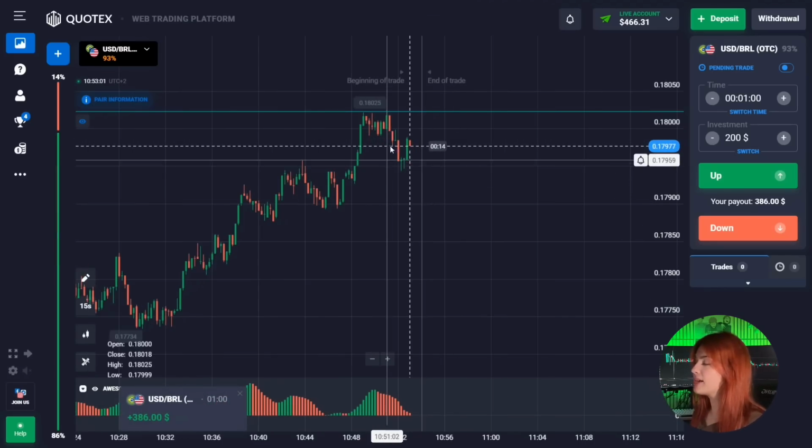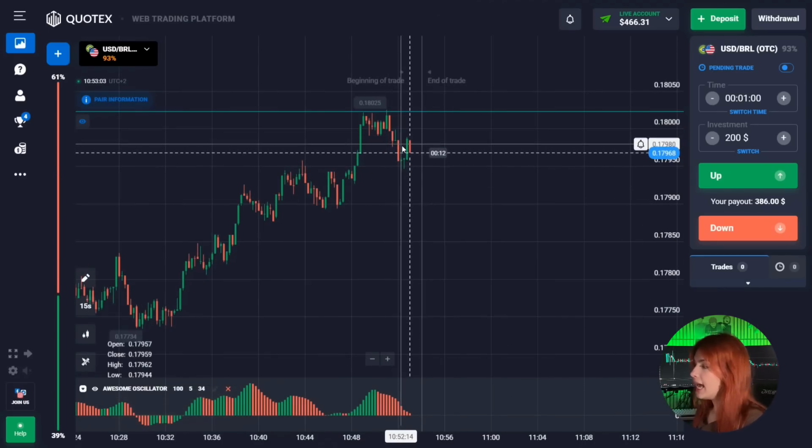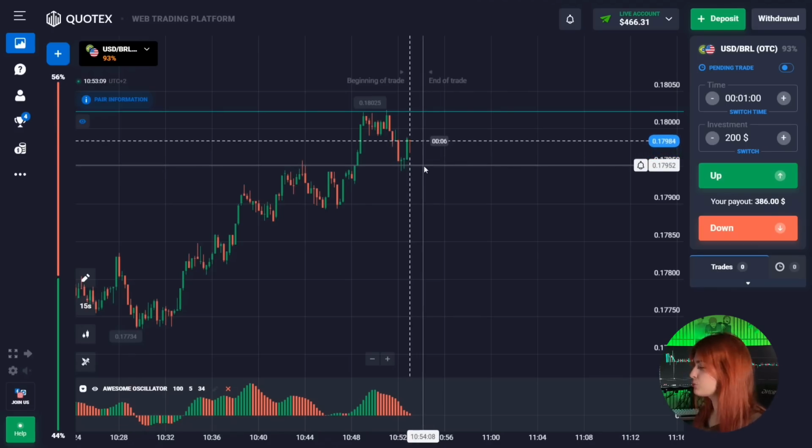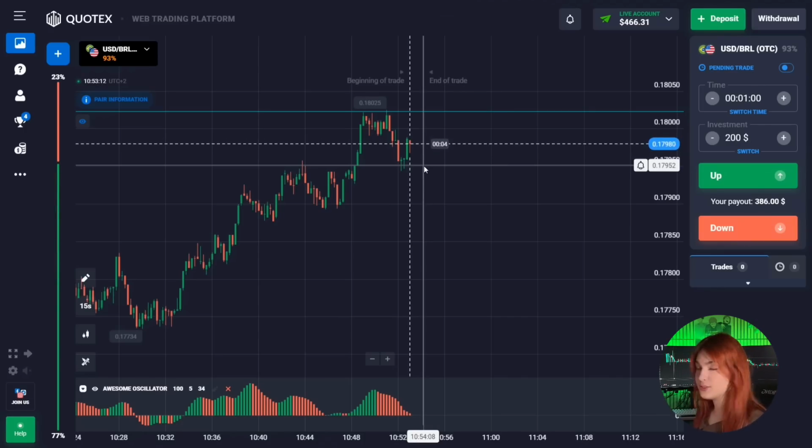Traders, it's not bad. As you can see, the price really continued to move down and we managed to work on this downward movement. Guys, 1 minute was just perfect for us in this situation. As you can see, everything is going well, guys.